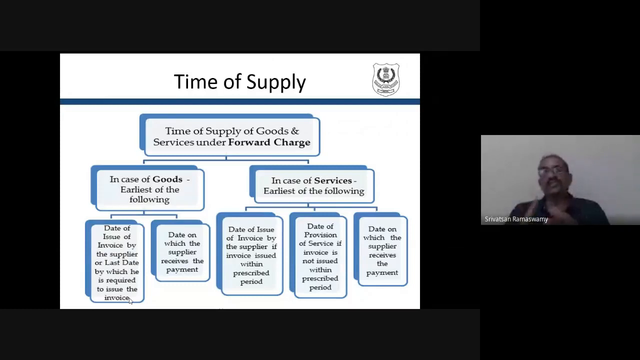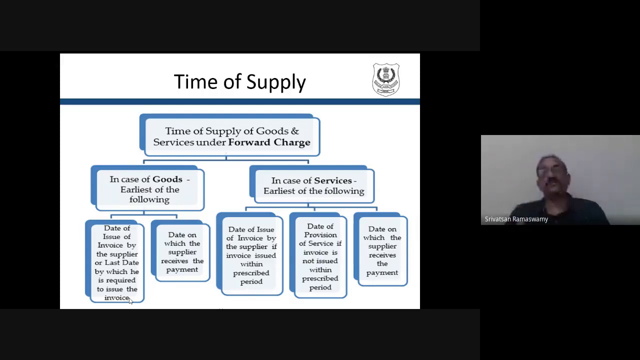But one concession has been extended as far as goods are concerned. The concession extended is that if you receive an advance, that will not be considered for the purpose of deciding the time of supply. Okay, so only for services, receipt of advance has been recognized as one of the elements which will decide the time of supply.